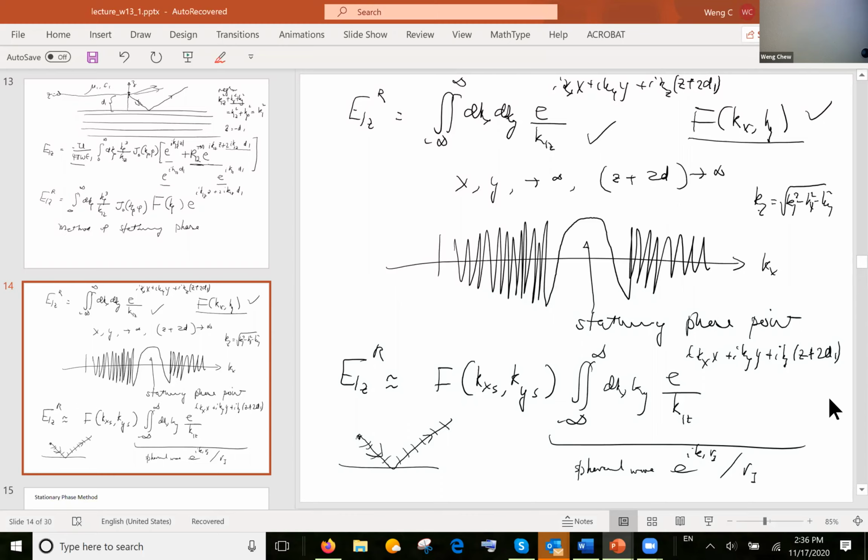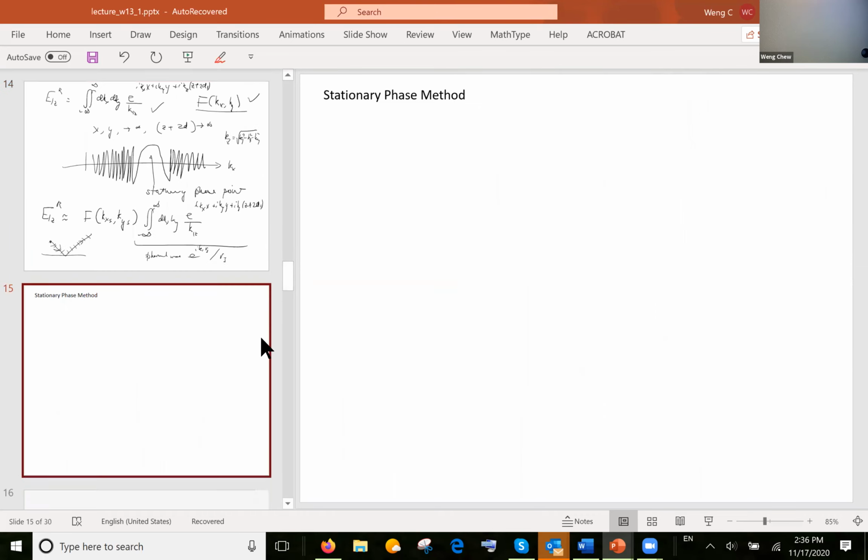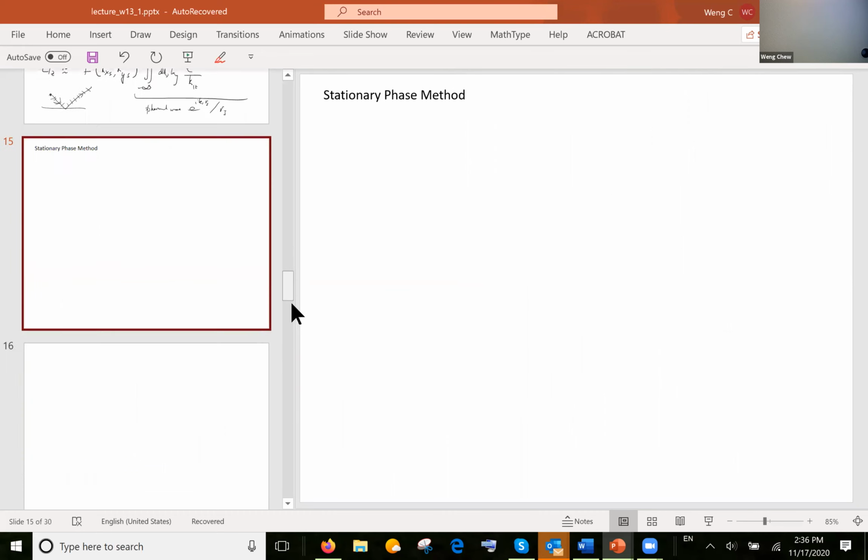I wanted to ask the next question, how to find the stationary point, but okay, I'll figure it out. This is described in detail in the lecture notes. You take the derivative of this function with respect to Kx and Ky and set it to 0. It's an algebraic problem, and that will allow you to find the stationary phase point.